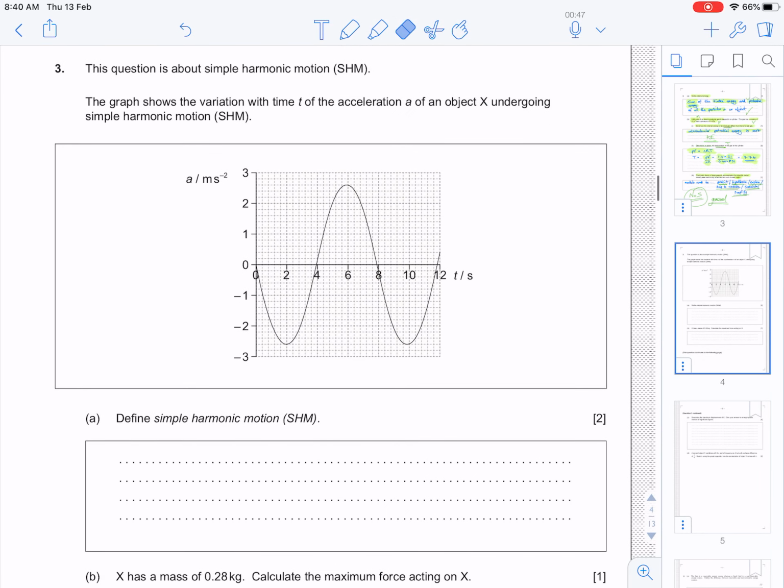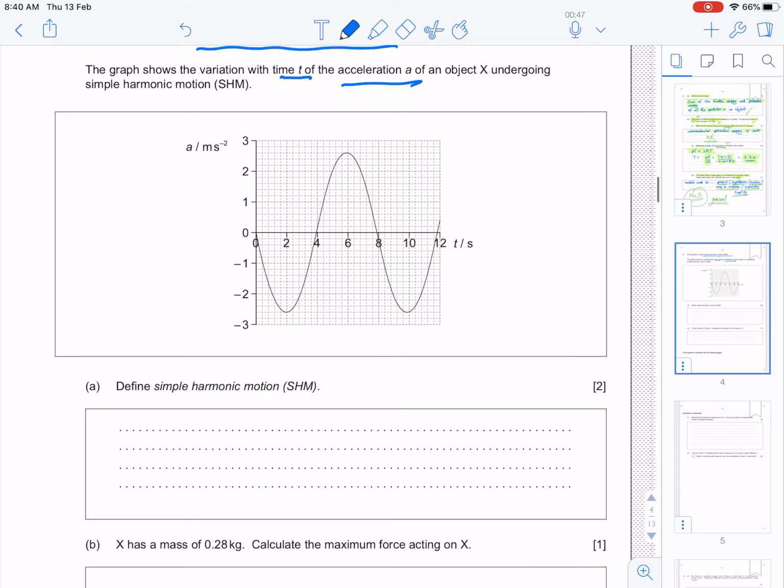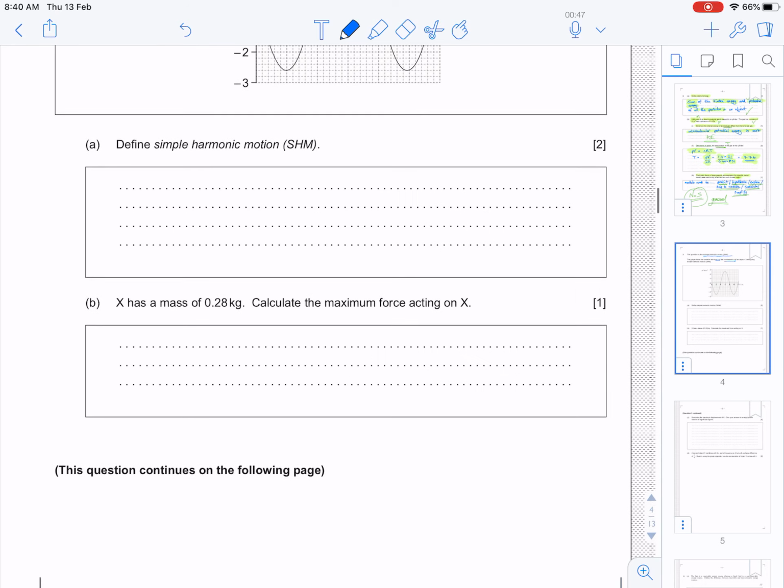Okay, so here we have a question about SHM, and we've got a graph showing the variation of time with acceleration. Here it is. It's a kind of sine graph, and it says define simple harmonic motion.